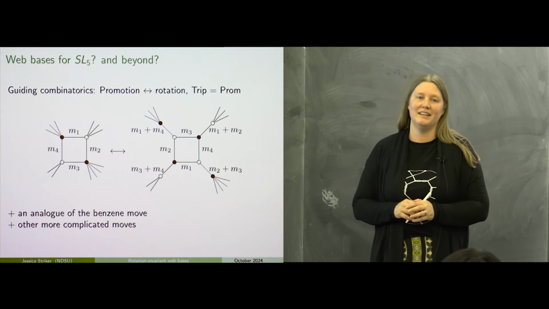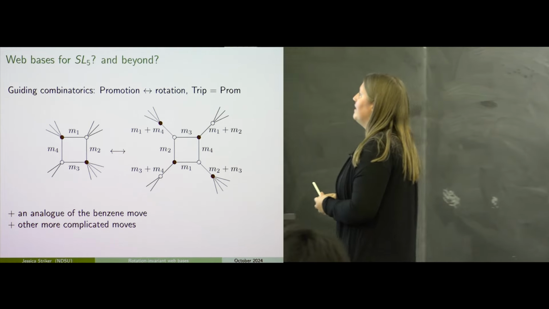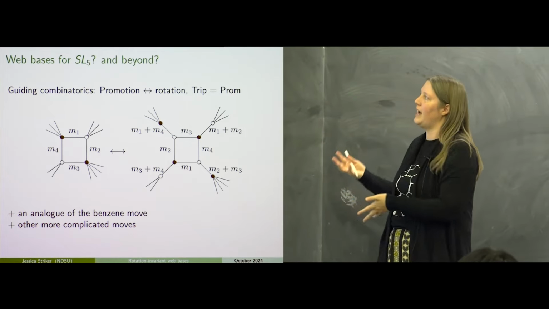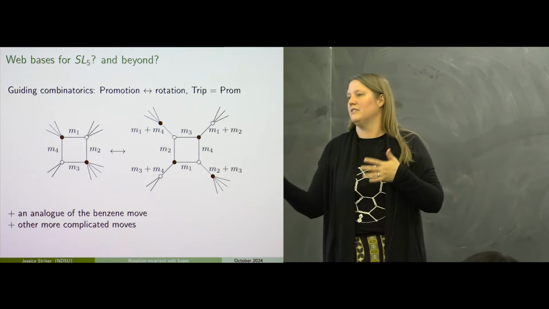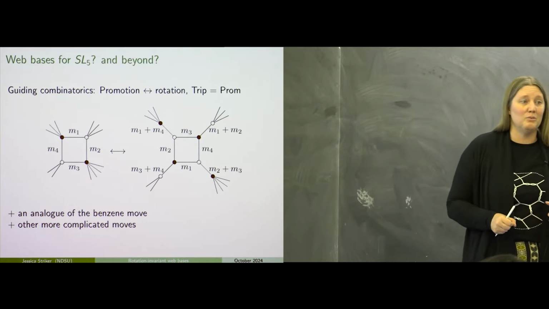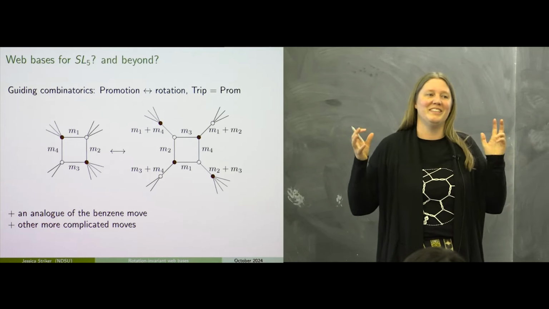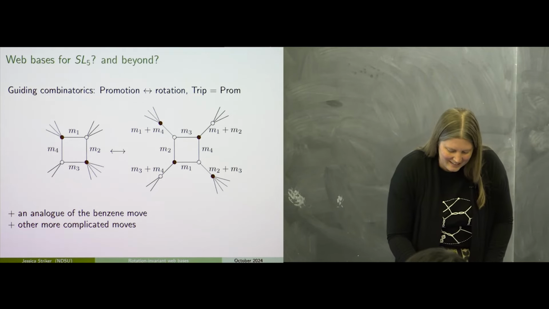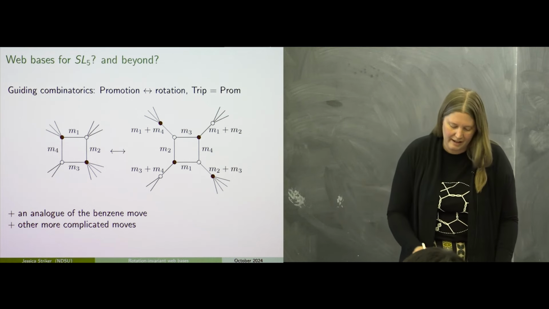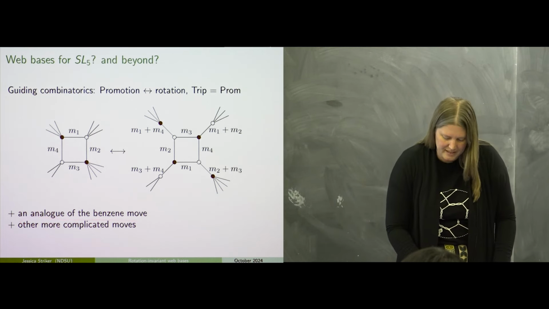So we have some guiding combinatorics in the search for this. That promotion on your tableau should correspond to rotation of your graphs, that your trip permutations should equal your promotion permutations. And in fact, we are all gathered here in Waterloo this week to try to work on SL5 and maybe beyond. Okay, but for SL5, we do have an analog of the benzene move.